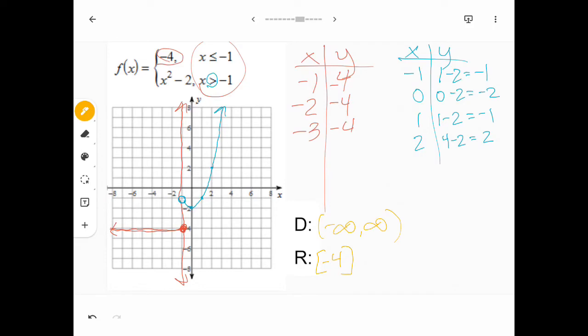Then we have this jump of nothingness. There's a blank spot here in the middle of the graph until you get to 2. So this is going to be unioned with another bracket from 2, since that's the bottom part of this blue, all the way up to infinity. So you can have a range with just one number or a domain with just one number, and we'll just write it with our brackets like that.